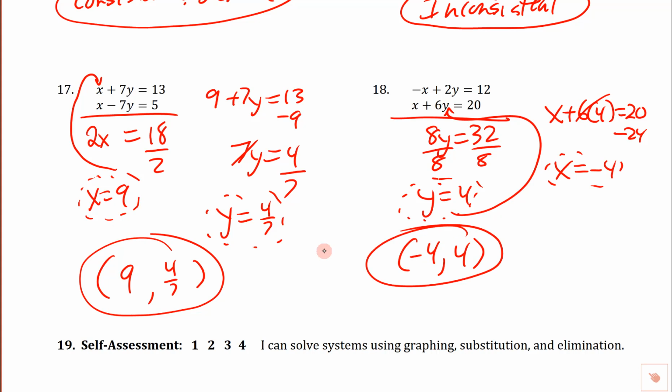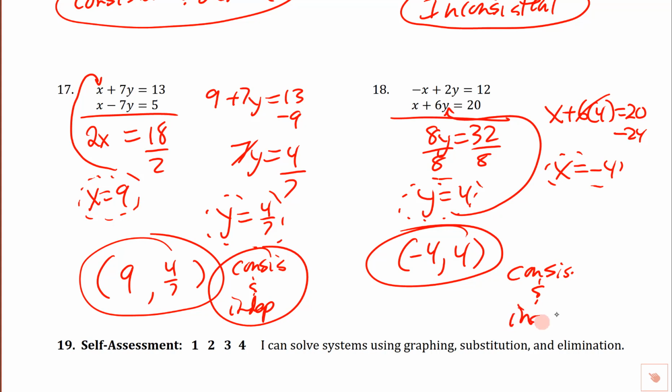Now, a couple quick things. I kind of did this on purpose. You'll notice we got to the end of the page and we get carried away. We start solving everything, and we might forget part of the instructions. Remember, we've got to say what this means. This means this is consistent and independent. And if this has one answer, this is also consistent and independent.